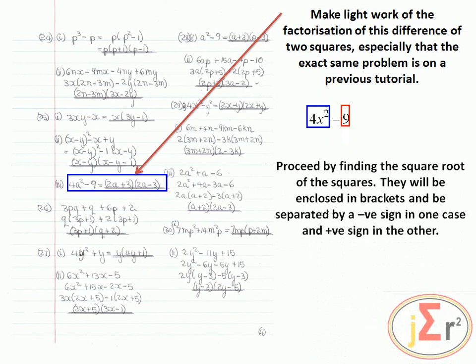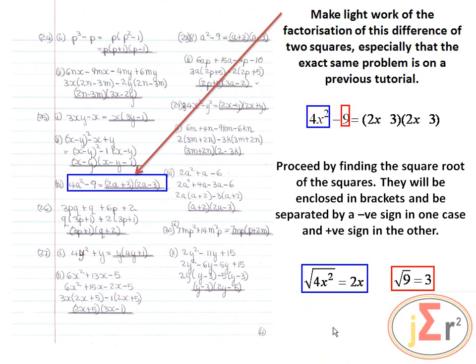difference of two squares. Proceed by finding the square roots of the squares. They will be enclosed in brackets and be separated by a negative sign in one case and a positive in the other. So the square root of 4x squared is equal to 2x. Square root of 4, 2. Square root of x squared, x. Square root of 9 is equal to 3. And we will separate them with a positive and a negative sign, like so. So we have (2x − 3)(2x + 3). Those are the factors of the difference of two squares.